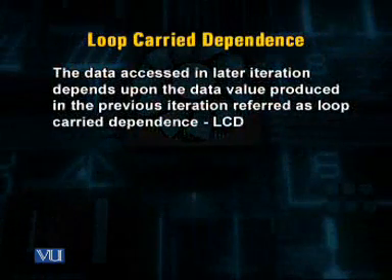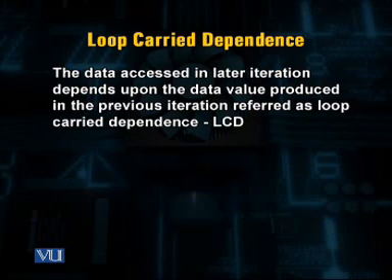While dealing with the loop level parallelism, we have to consider the data dependence that occurs in a particular situation when the data accessed in some later iteration depends upon the data value produced in the previous iteration. This type of dependence is referred to as the loop carried dependence, which is usually denoted as LCD, where LCD stands for the loop carried dependence.